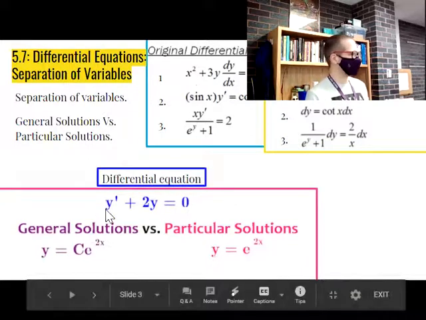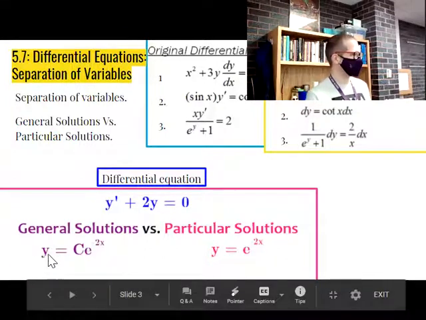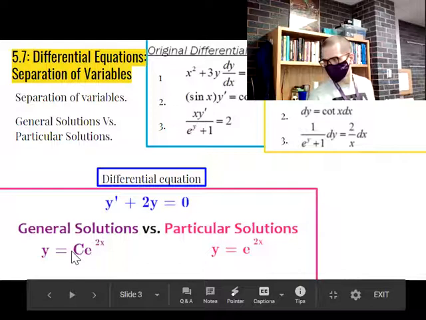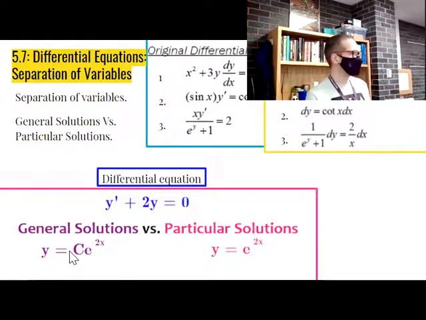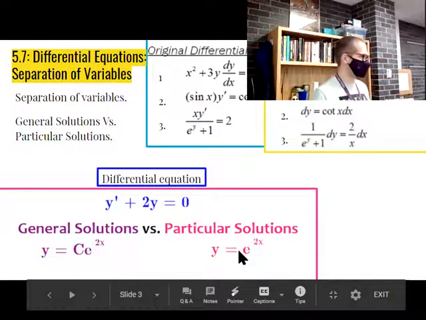Here's another differential equation in blue. y prime plus 2y equals 0. If I went through and actually solved that, I would get y equals c times e to the negative 2x. That is a general solution because I have a constant in there. That's c. Because that constant is there, it's a general solution. In a particular solution, the c is not there. In fact, c is 1 in this case.